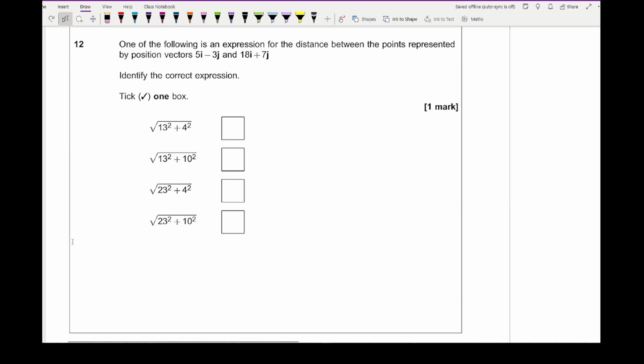Question 12. One of the following is an expression for the distance between the points represented by position vectors 5i minus 3j and 18i plus 7j.